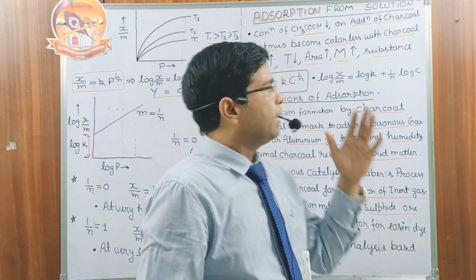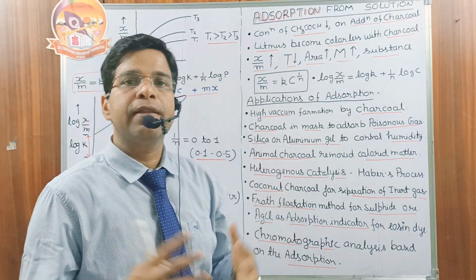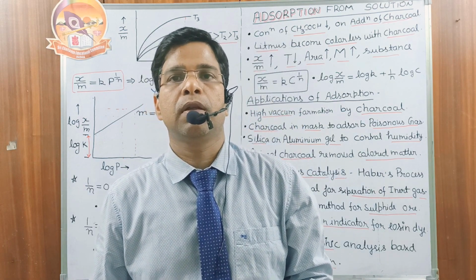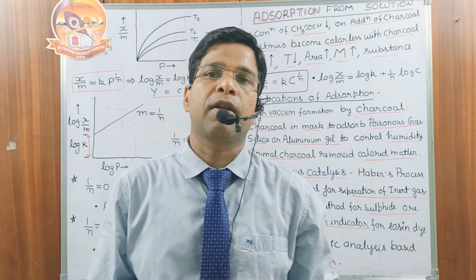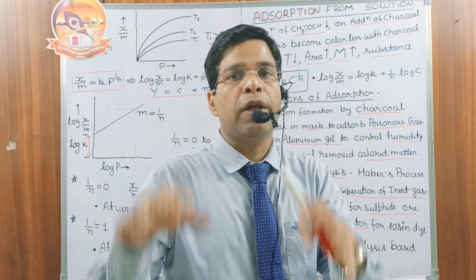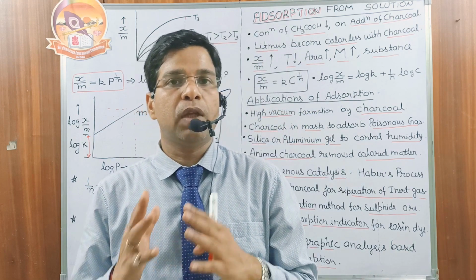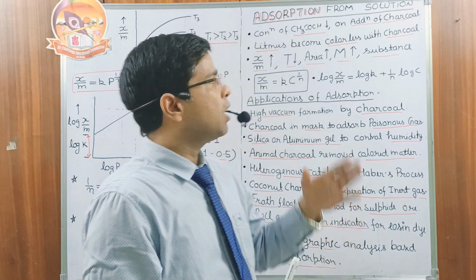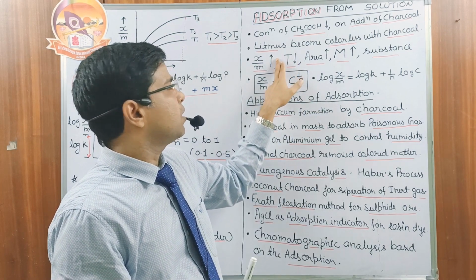Next, litmus becomes colorless with charcoal. It is again the same. If we add charcoal to the litmus, the red or blue color of the litmus disappears, it becomes colorless. Why? Again the colored particles are adsorbed at the surface of the charcoal and they settle down, and the solution becomes colorless. So we also have adsorption in solution, and the extent of adsorption this time, to increase the extent of adsorption, what do we have to do?